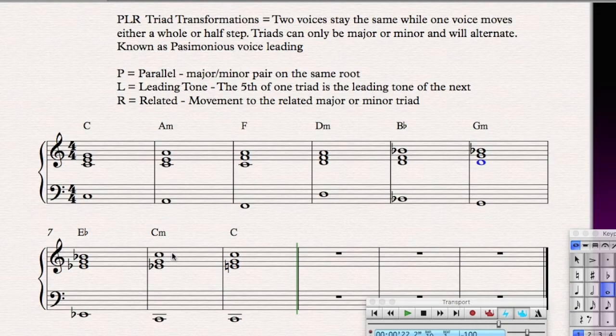And finally we did a parallel transformation, in which C minor becomes C major. Retain the C, retain the G, E flat moves up a half step to an E.